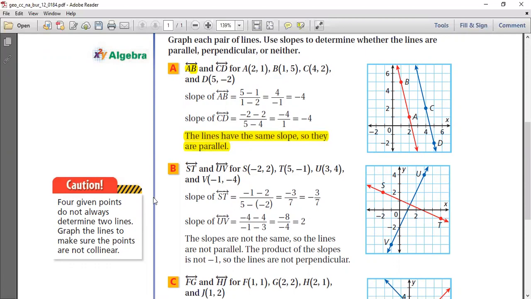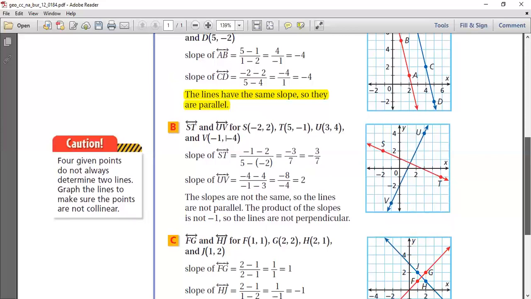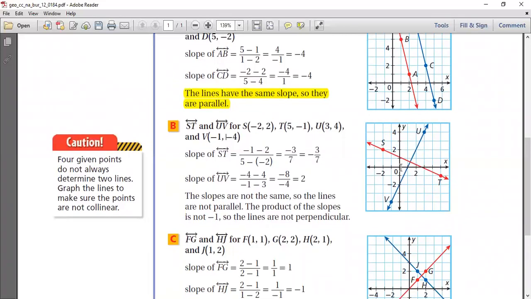Okay, now moving on to the next one, line ST. You have to draw two lines here, line ST and UV. These are the coordinates. S is -2, 2, T is 5 and -1, U is 3 and 4, and V is -1 and -4. So first draw the line. Using S, -2 and 2, and T, 5 and -1, join the line. And then for line UV, you have 3, 4 and -1 and -4. So you will have this too.